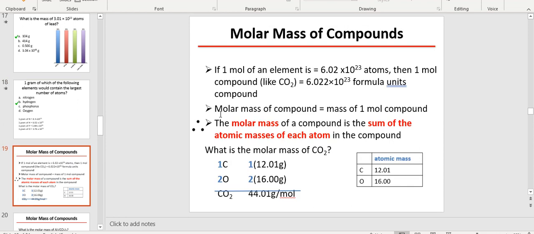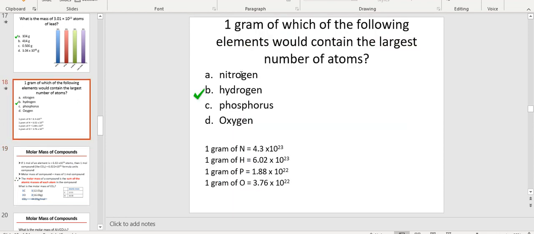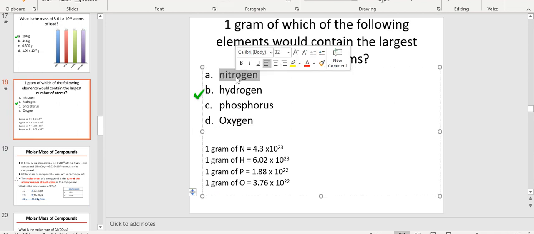Now, going back to this one here, sorry, just jumping around. Nitrogen has a molar mass of 14. Where'd you get that? Periodic table. Okay. Hydrogen 1, phosphorus 32, oxygen. So these are the molar masses of atoms.